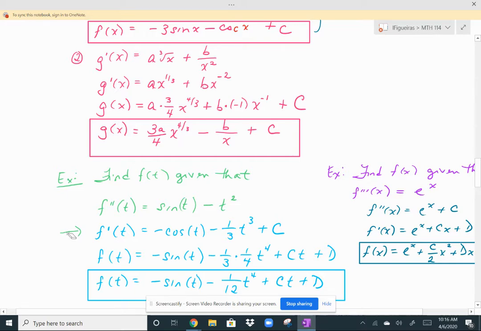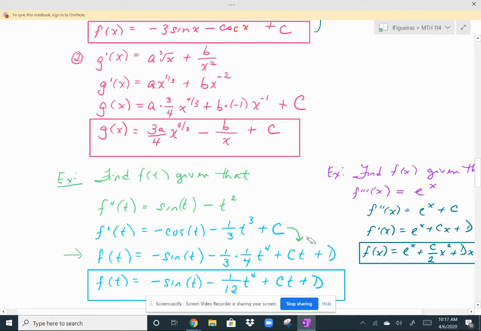Now we have to take f prime and take the antiderivative of f prime to get f of t. So the antiderivative of cosine of t is negative sine of t. Then the antiderivative of the second term, you use anti-power rule, that'll be minus 1/3 times 1/4 t to the fourth. The antiderivative of c, again, attach the variable, is ct. And then we need to introduce a new constant, so we'll call it d, because it's not the same as c.